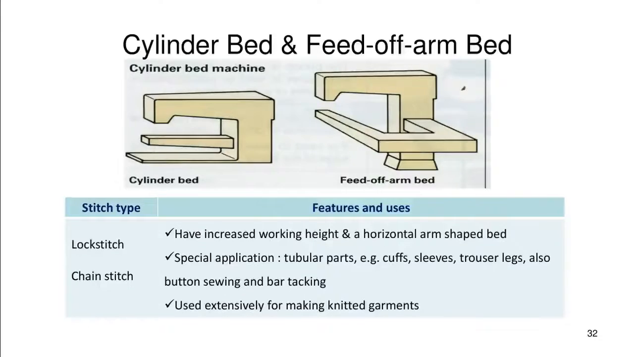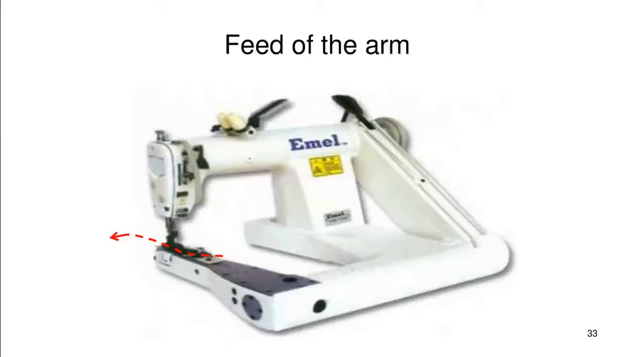And again, my explanation would not be as adequate as when you have also seen the video. So this is the feed of the arm machine, where you can see the dotted arrow showing the operation. You are inserting the fabric from the right in this photograph. The stitching is happening and the fabric is moving forward towards the left. This is the feed of the arm machine. This is also one machine which we have in the fashion design department, NIFT Patna. That's slide number 33.